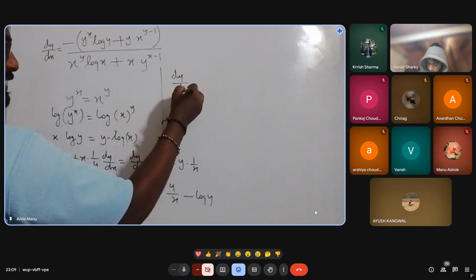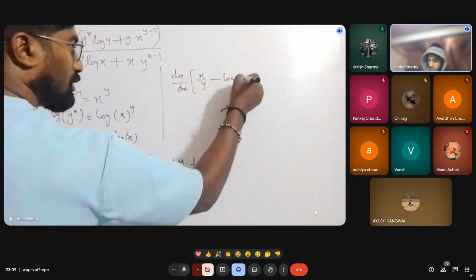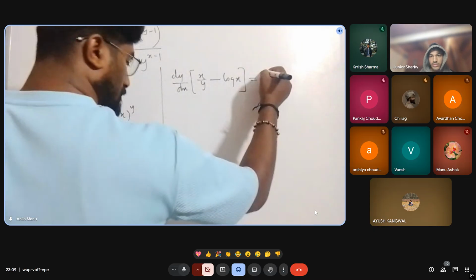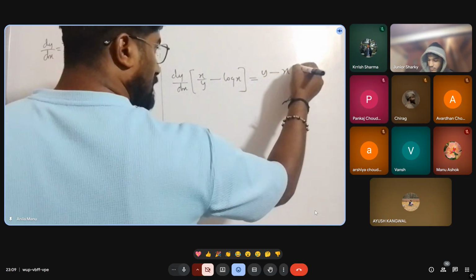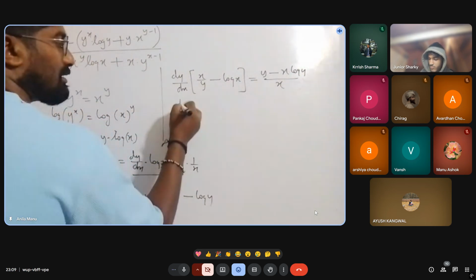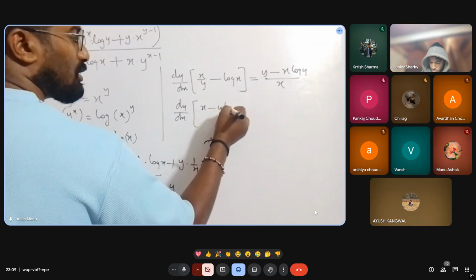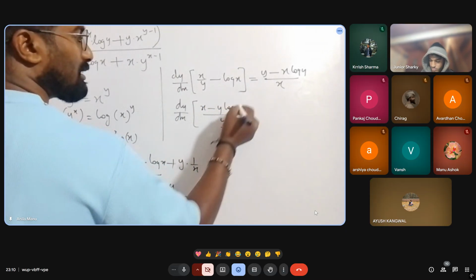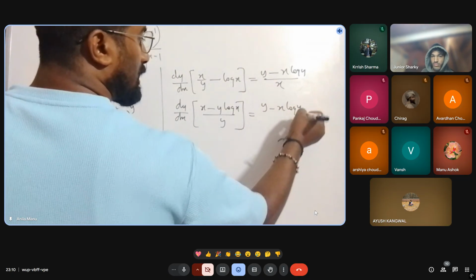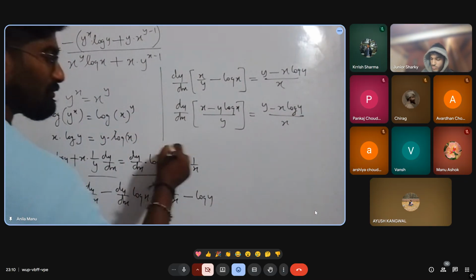dy by dx into x by y minus log x is equal to the right side. I'm taking the LCM, okay? So it is y minus x log y divided by x. And here dy by dx into this will be x minus y log x by y. LCM is equal to y minus x log y by x. Okay, now you got the answer.